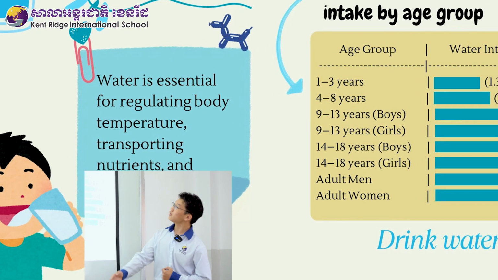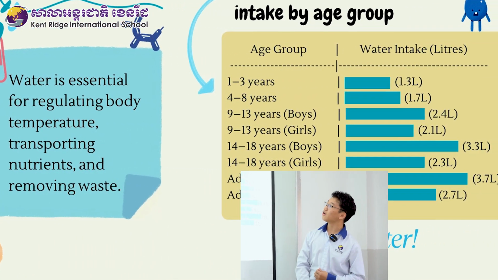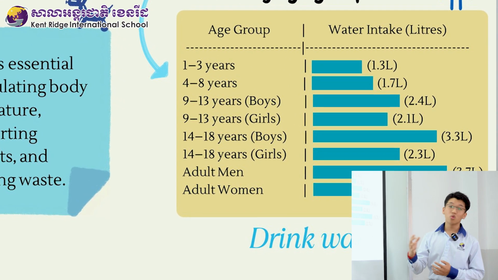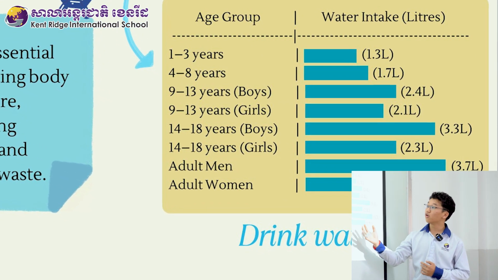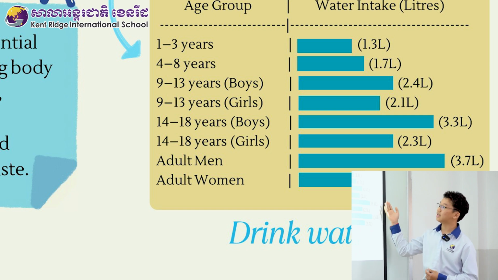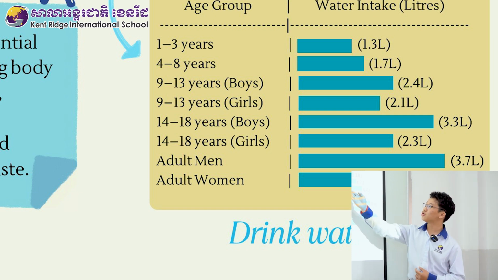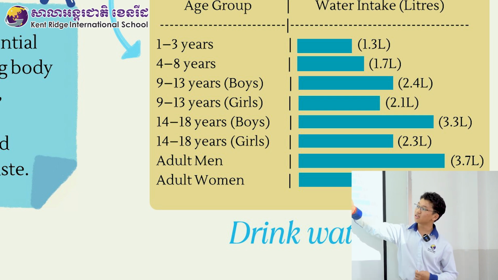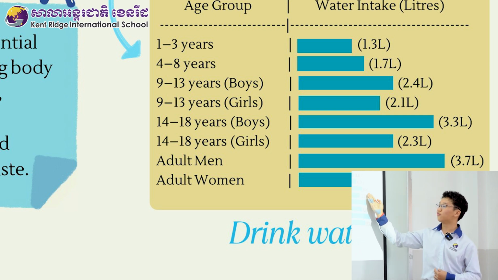Now let's go to the recommended daily water intake by age group. If you're 1 to 3 years, doesn't matter if you're a boy or a girl, you should be drinking at least 1.3 liters of water a day. If you're 4 to 8 years old, you should be drinking at least 1.7 liters. But if you're a 9 to 13-year-old boy, you should drink 2.4 liters.